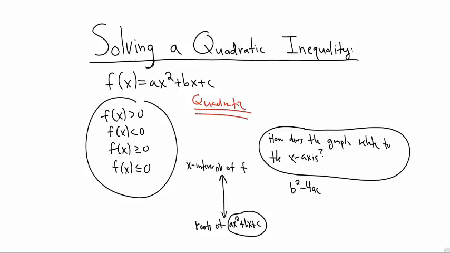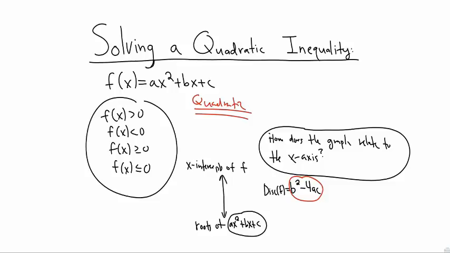So when talking about the roots of a quadratic polynomial, we look at the discriminant, which is b squared minus 4ac. And we remember that that is the radicand in the quadratic formula.